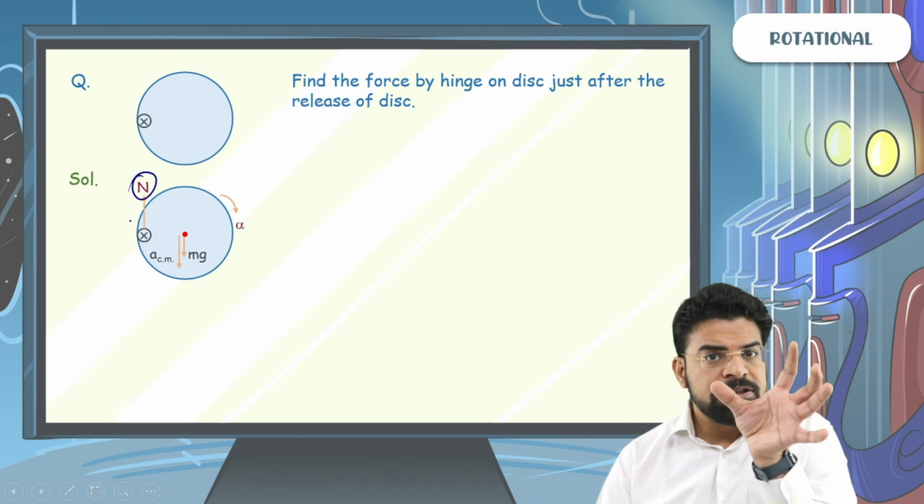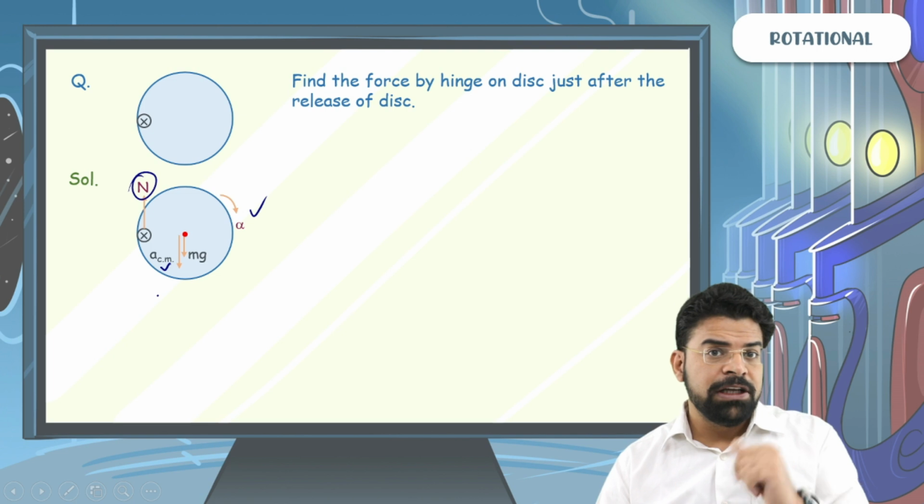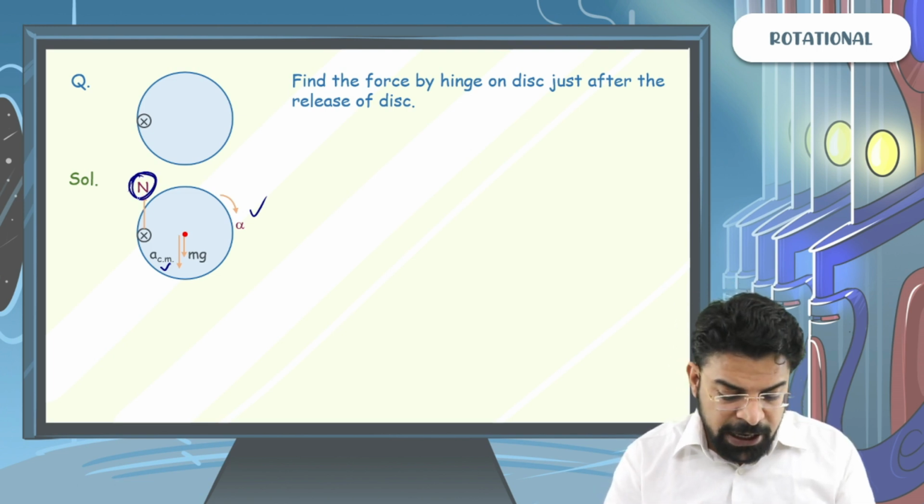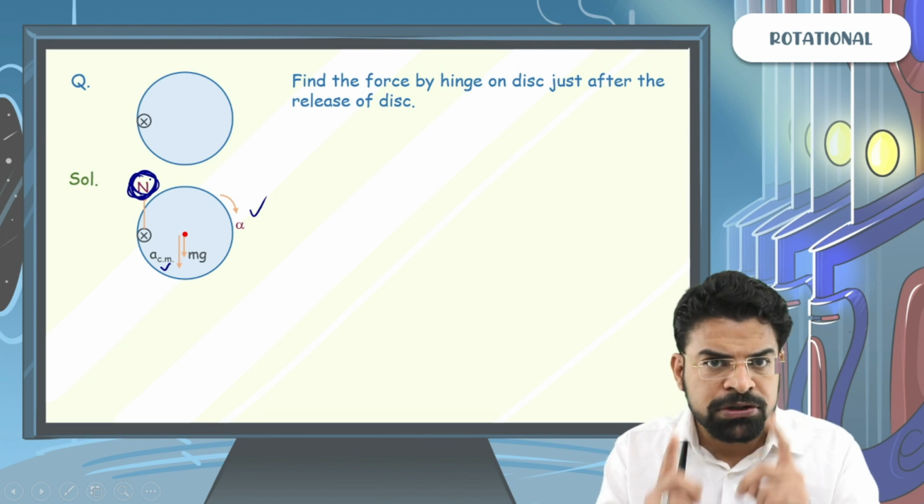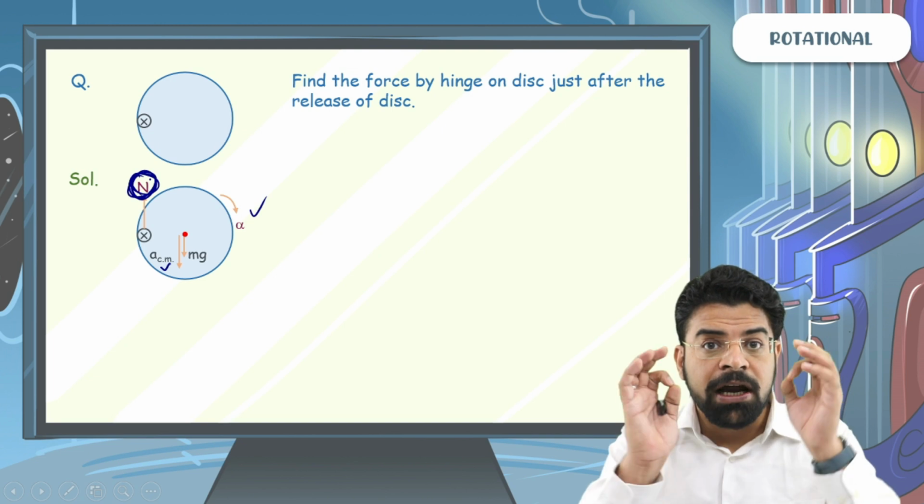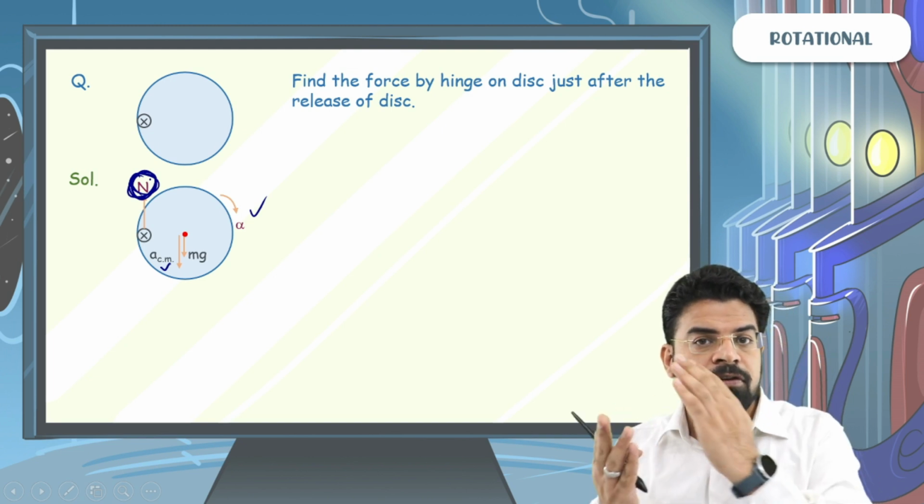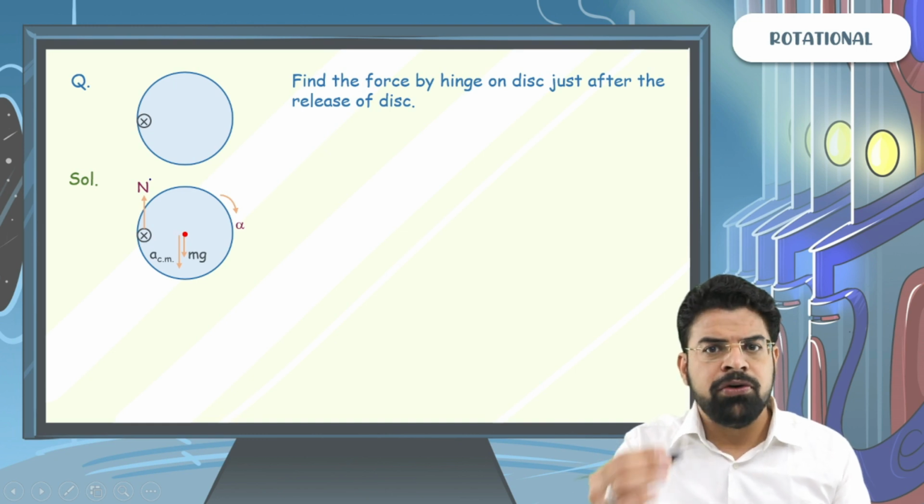We know what the alpha of the disc is. We know what the acceleration of the center of mass of the disc is. I can simply find out N just by making the force equation in the vertical direction. All the forces acting on the system of particles can be assumed to be acting on the center of mass, and the net force in the direction of acceleration equals mass times acceleration of the center of mass. So we have already done this, but doing it again.